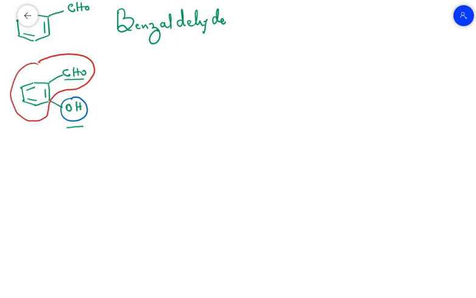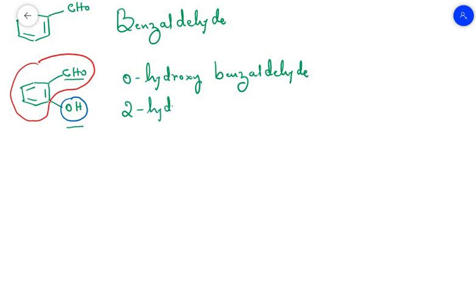Now the name of this compound is orthohydroxybenzaldehyde. Or it is also called 2-hydroxybenzaldehyde. And it even has another name, that is salicyl aldehyde.